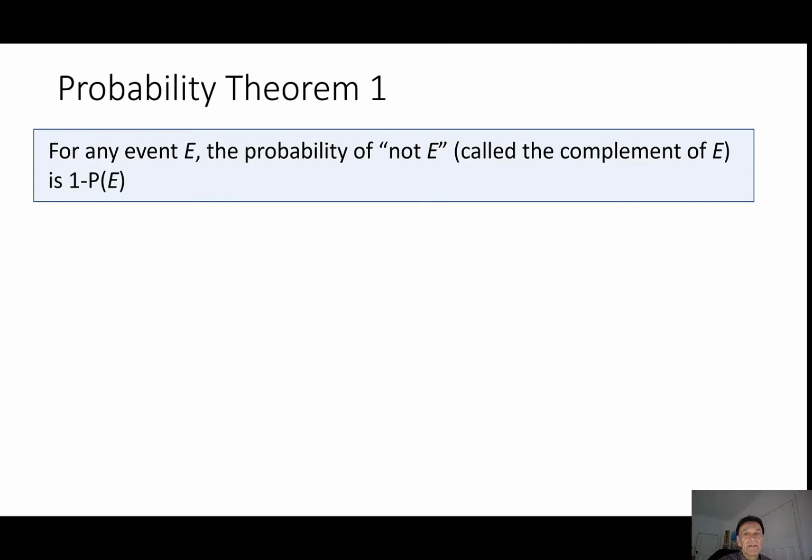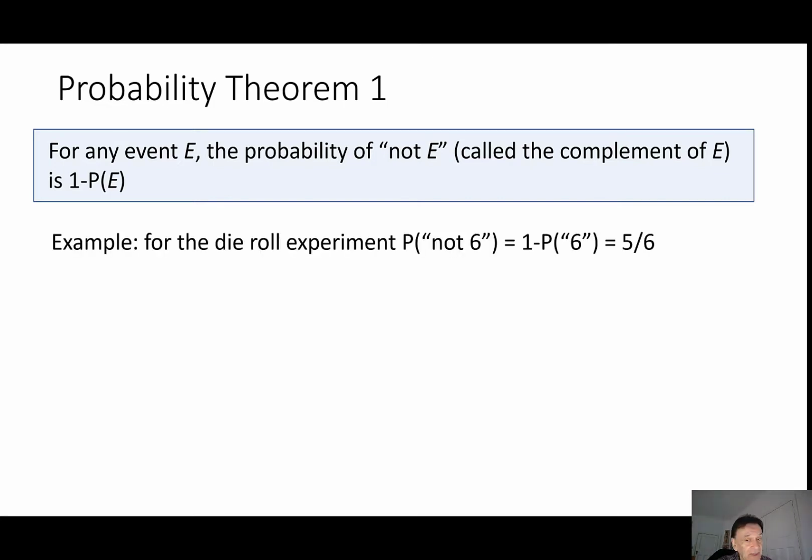Because we've chosen those three axioms, we can now prove this as a theorem: for any event E, the probability of not E, which is called the complement of E, is 1 minus the probability of E. Sometimes that might be presented as an axiom, and then you'd be able to prove as a theorem one of the axioms or laws I've already showed you. So for example, for the die roll experiment, the probability of not throwing a 6 is just 1 minus the probability of throwing a 6, which is 5/6.